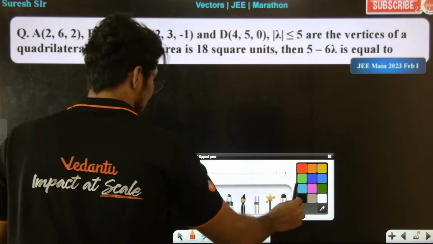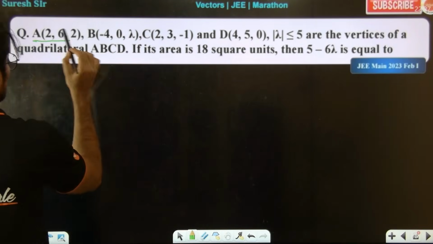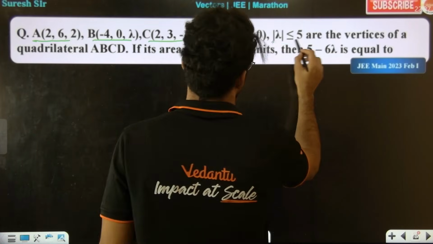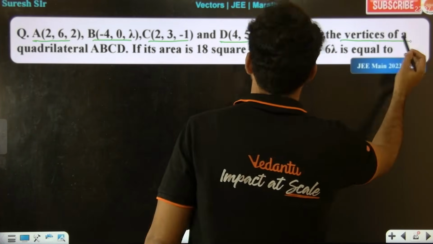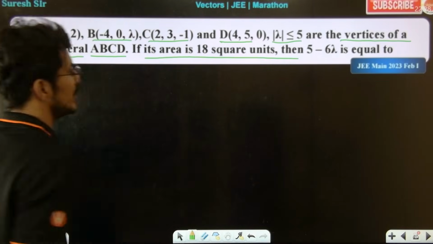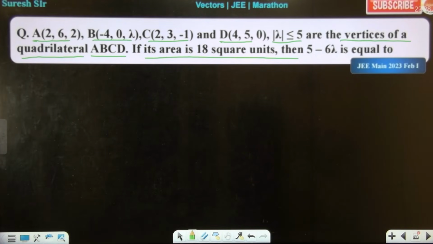Let's see what kind of question we are going to solve now. A vector, B vector, C vector, A, B, C and D, lambda is less than or equal to 5, are the vertices of a quadrilateral ABCD, its area is 18 square units, then 5 minus this is equal to what?